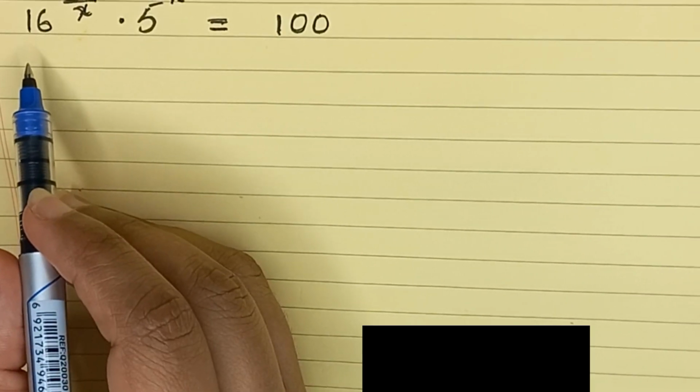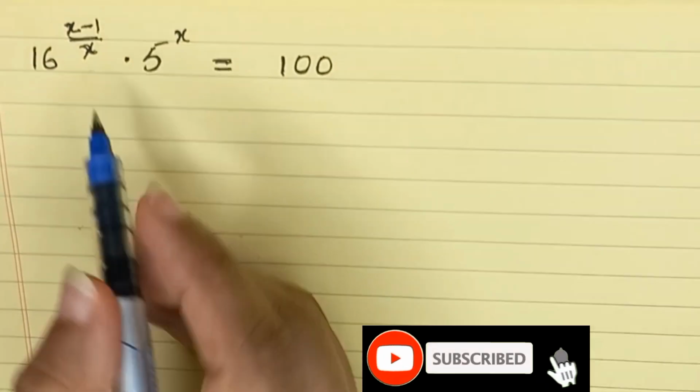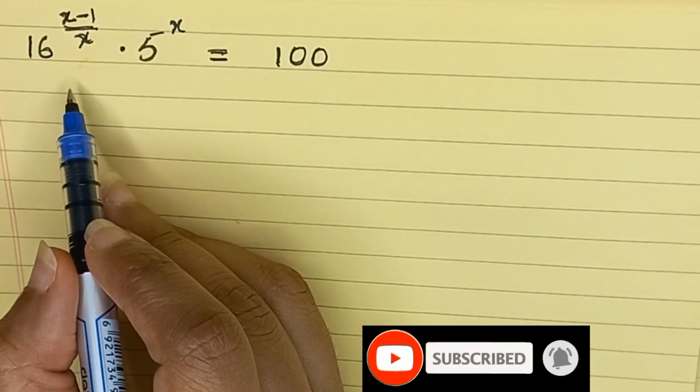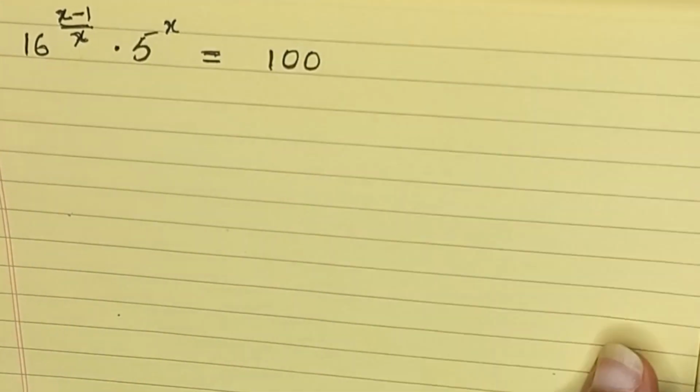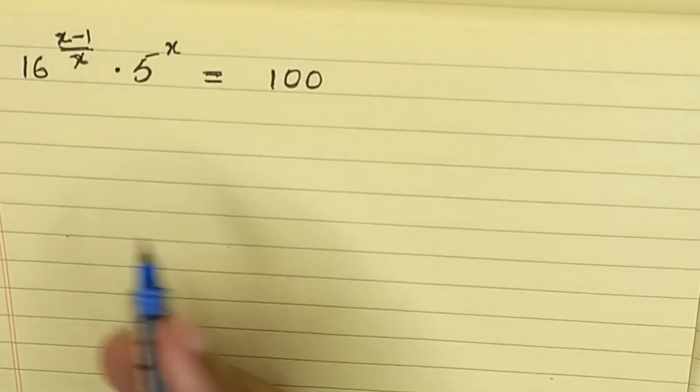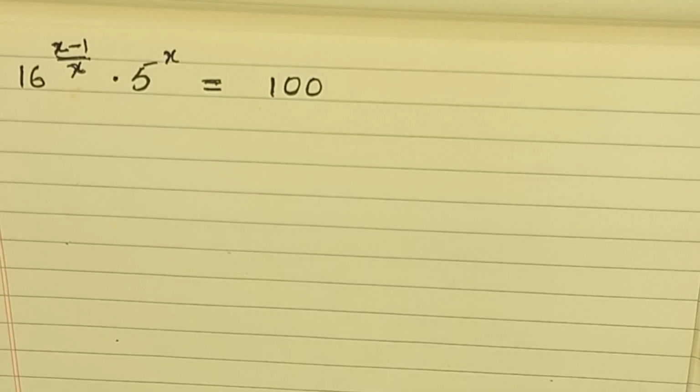Today we have a question: 16 raised to the power (x minus 1)/x, into 5 raised to the power x, is equal to 100. So let's start its solution.